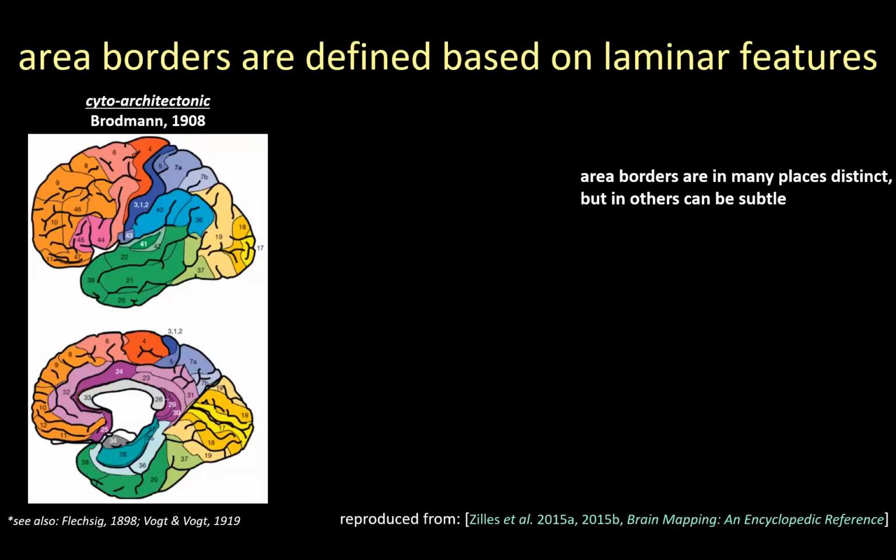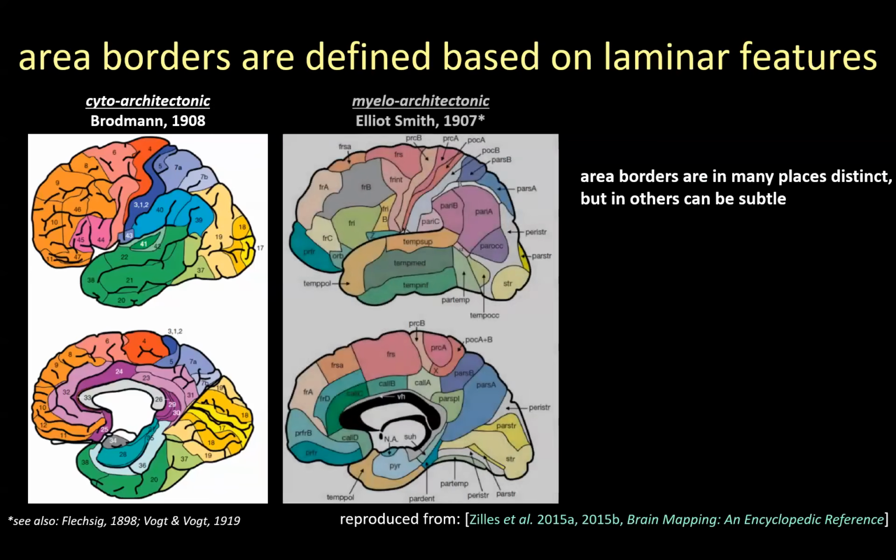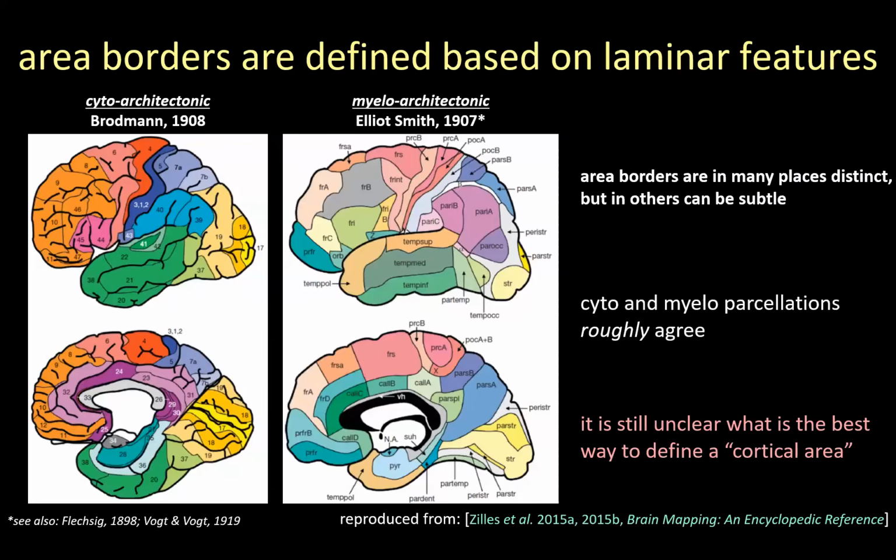Now, cortical area borders are often defined based on the cortical area's laminar features. We know of very famous parcellations, such as the cytoarchitectonic atlas of Brodmann, as well as various myeloarchitectonic atlases from Elliot Smith, but also Flechsig and the Vogts, based on the different features across cortical layers, either cytoarchitectonic or myeloarchitectonic. The cyto and myelo parcellations roughly agree, but there are many differences. And I think it's still unclear what the best way to define a cortical area is.